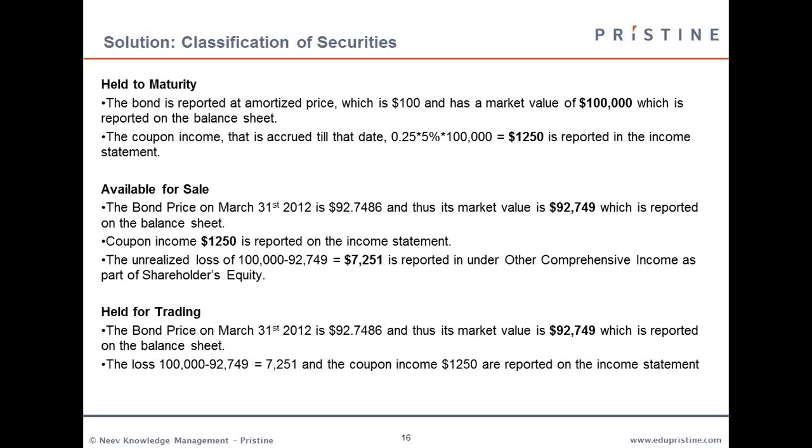In the case of an available for sale security, the market value changed, because the bond price changed on March 31st. The calculation of this is a bit complex, and we'll see the calculations in another webinar. For now, let's assume we know the changed value, which is 92.74 on 31st March, different from the 100 at the start of the period. So the market value also has changed to 92,749.